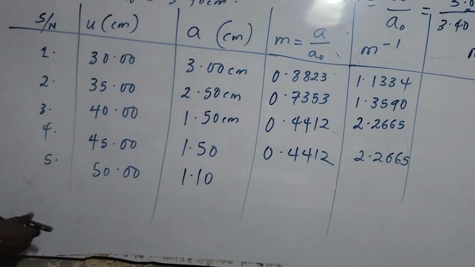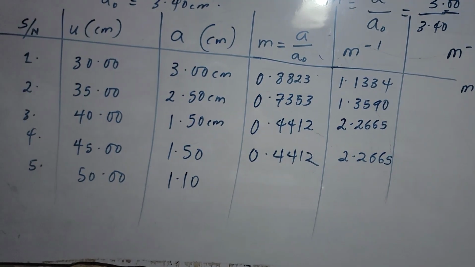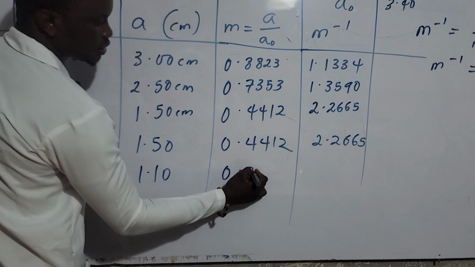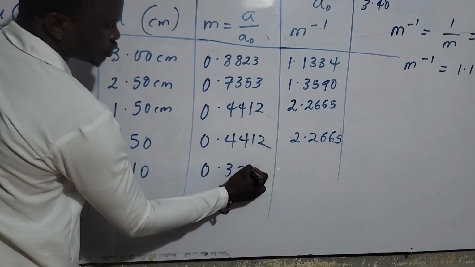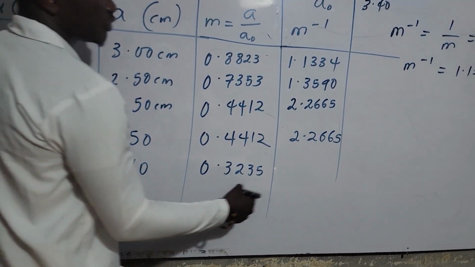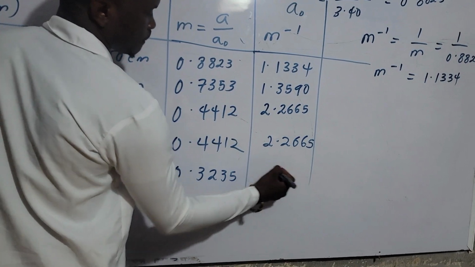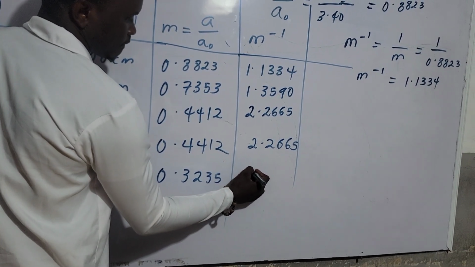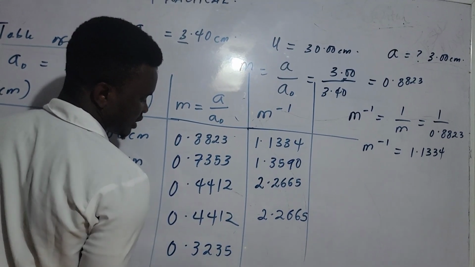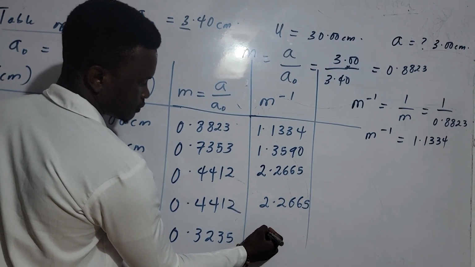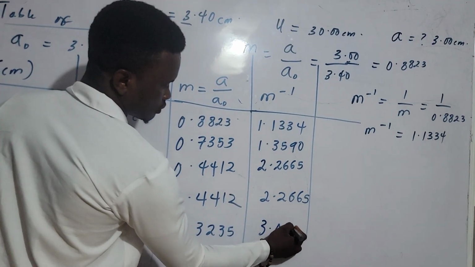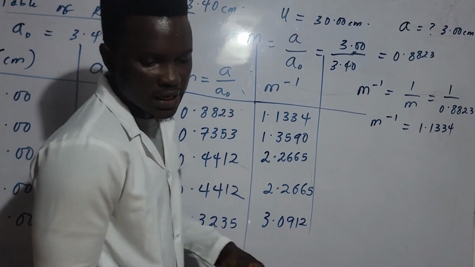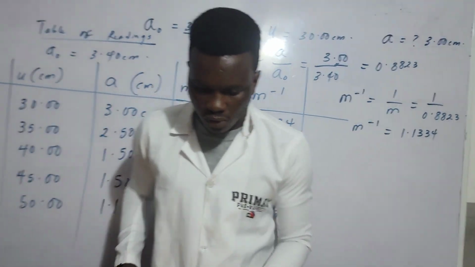Then you do 1.10 divided by 3.4. That is 0.3235, so 4 decimal places. So what would this be? 1 divided by this answer is 3.0912. So that's that. So we are done with all our values.